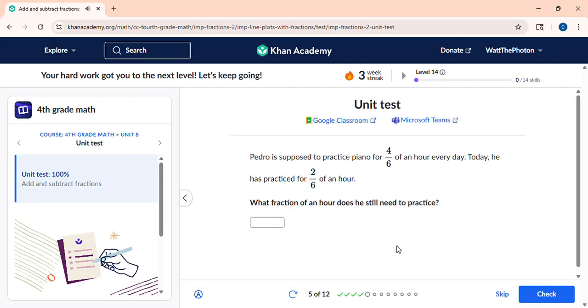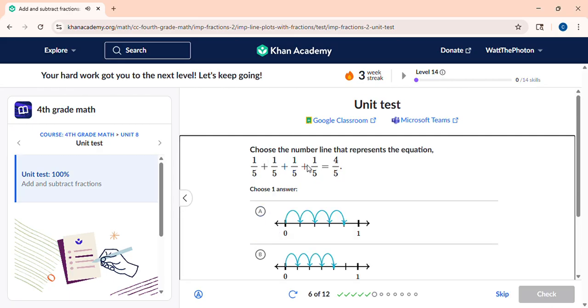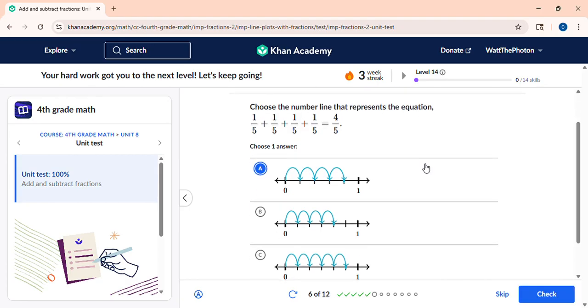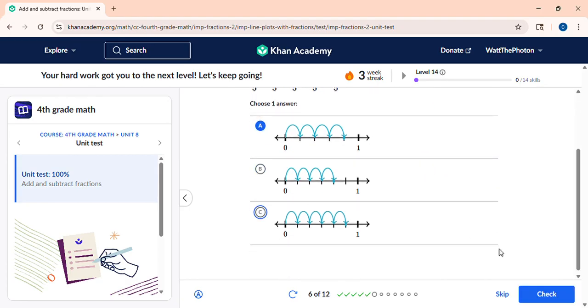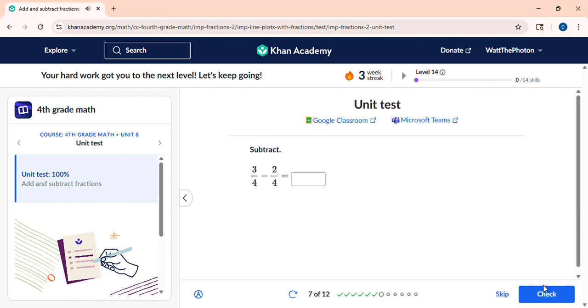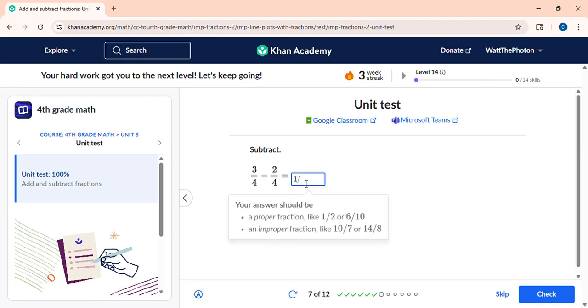Yay! Pedro is supposed to practice piano for 4/6 of an hour each day. Today, he only practiced for 2/6. He needs to practice for 1/3 more. Right, yeah. 1/5, 1/5, 1/5, 1/5, 4/5. One, two, three, four. We get 1/4.